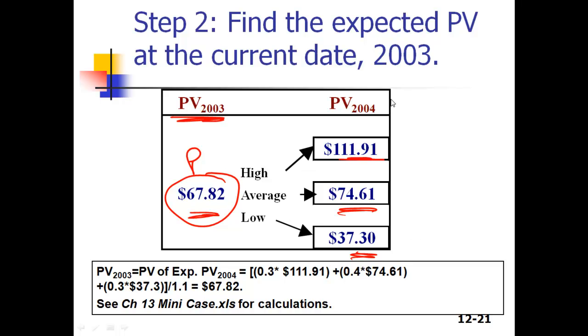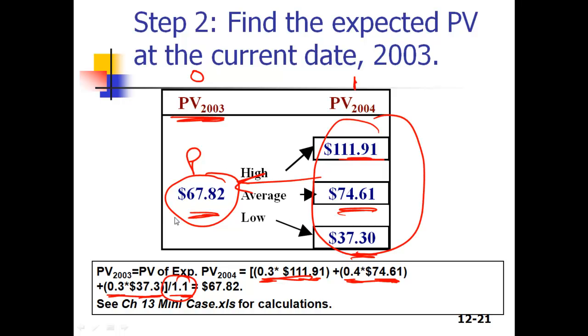So you notice, where did these numbers come from? These were the three possible present values at time 1. And then what are we doing? We are taking the probability weighted, so 111 has a probability of 0.3, 74.6 has a probability of 0.4, 37.3 has a probability of 0.3. So you take all these, and then why are we dividing by 1.1, Kamar? We are discounting, so we are taking this expected value and then discounting back one period and getting 67.83.